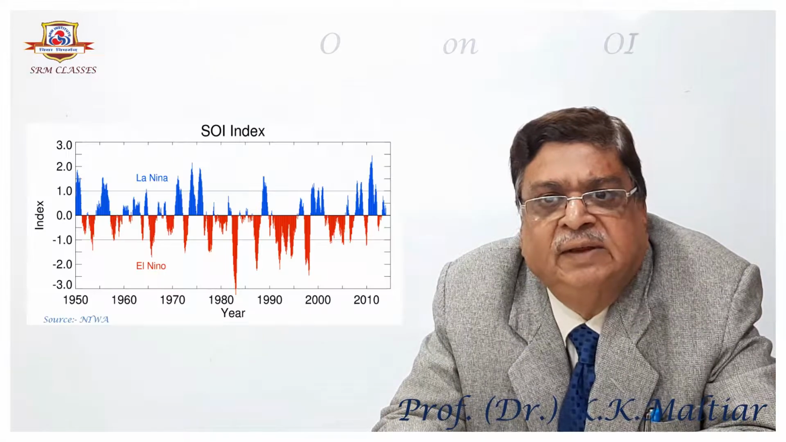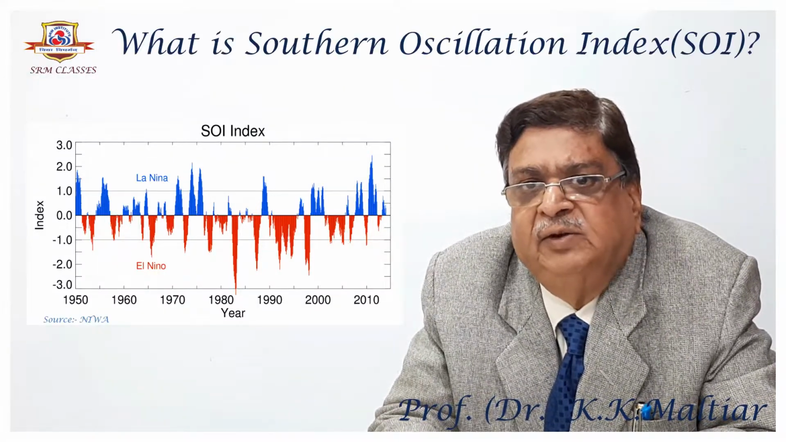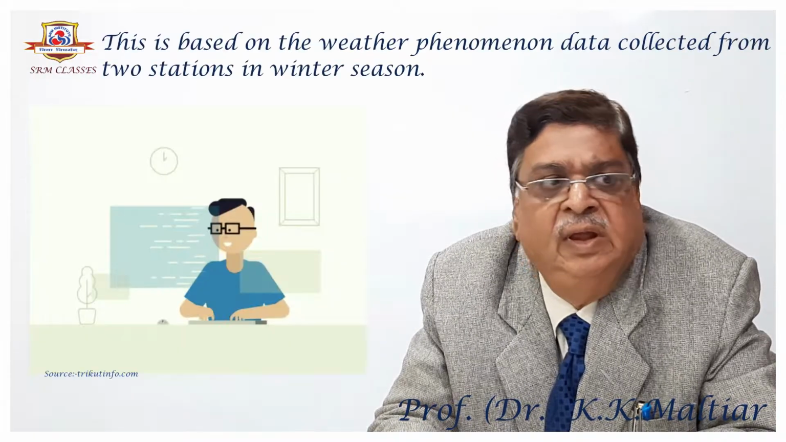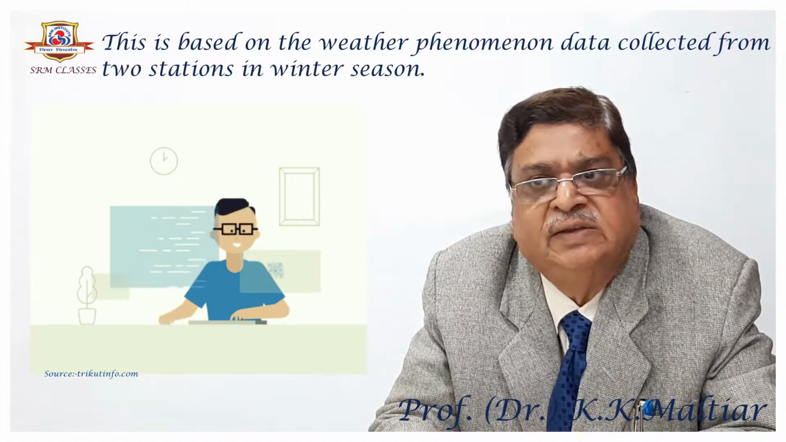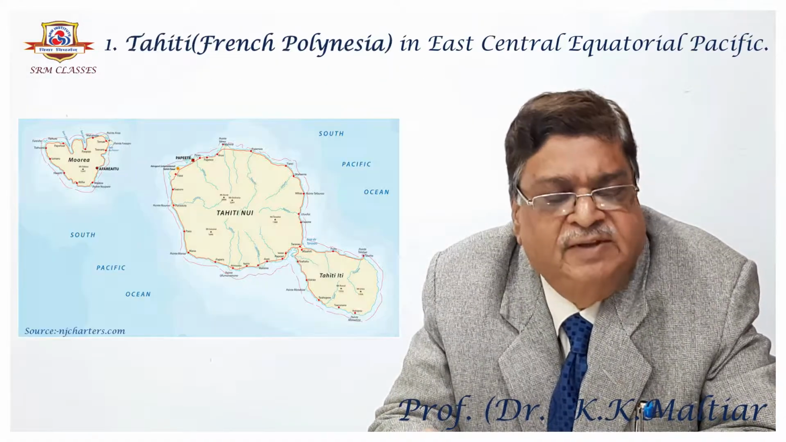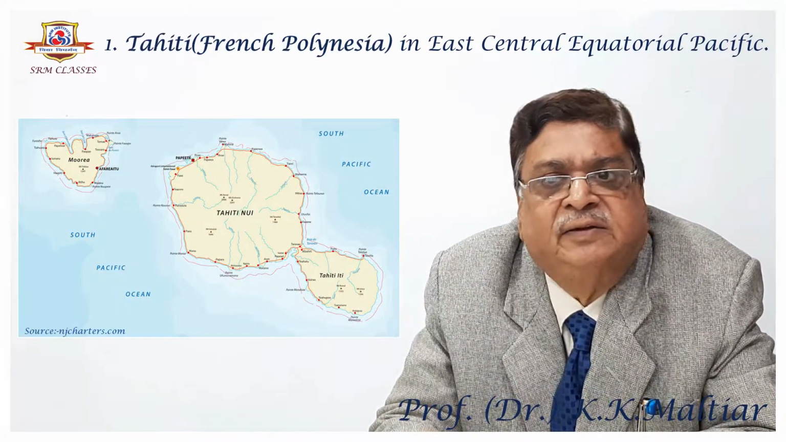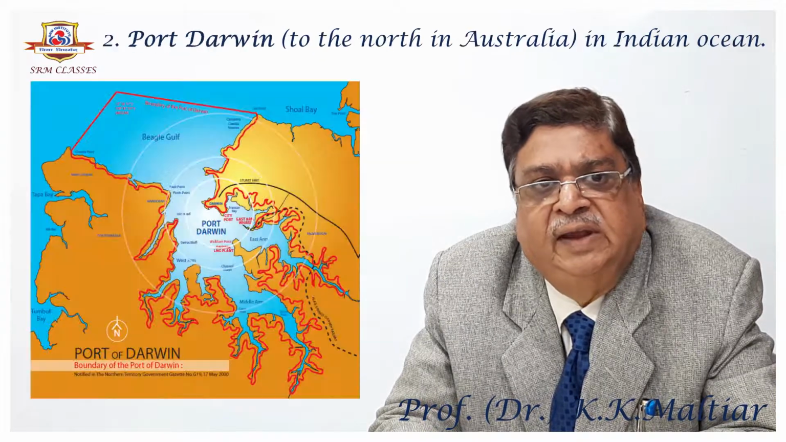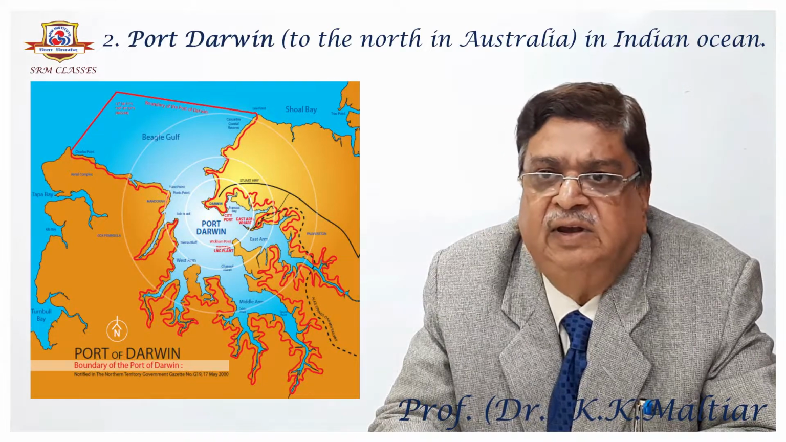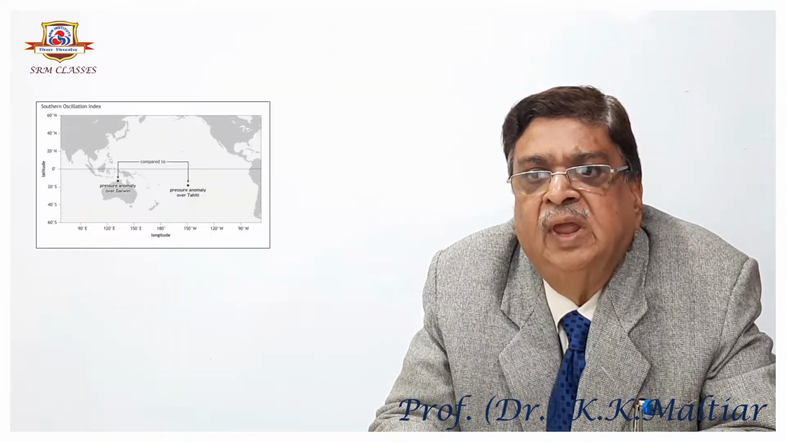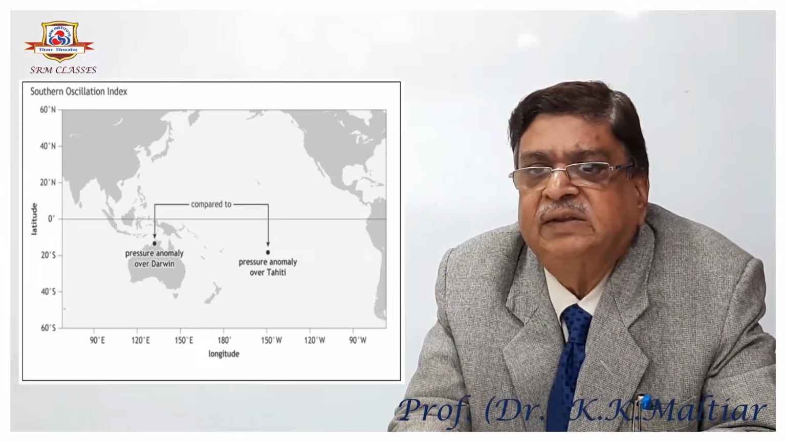Now come to the Southern Oscillation Index, that is SOI. What is Southern Oscillation Index? This is based on the weather phenomenon data collected from two stations in winter season. The first station is Tahiti, located in French Polynesia in East Central Equatorial Pacific. And the second place is Port Darwin to the north in Australia in Indian Ocean. You can see the map here.